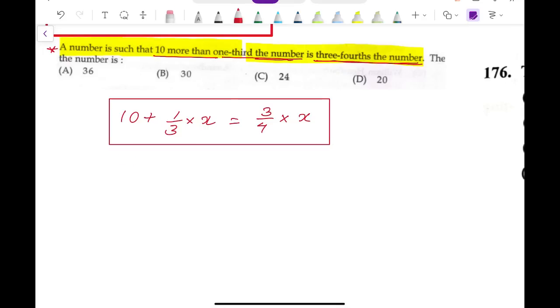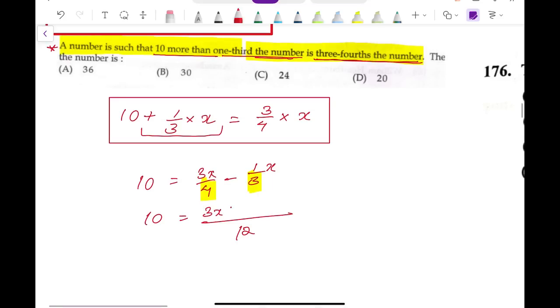How do we do this? Then it is equal to 3x divided by 4, and 1 into x is 1x. If I transfer this part, plus, to the other side, it will be minus 1 by 3x. Now I'll find the LCM here. The LCM of 4 and 3 is 12, as we have learned earlier. Now 3x into, you multiply with this, 4 into how much is 12? 4 into 3. Minus 1x into, 3 into how much is 12?